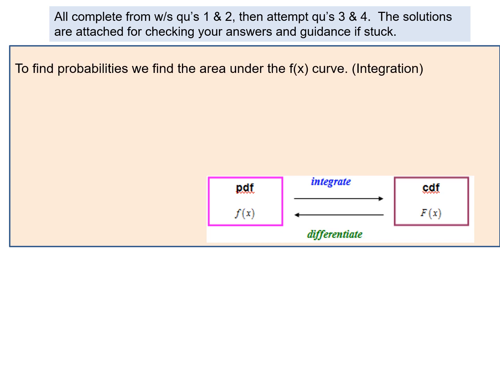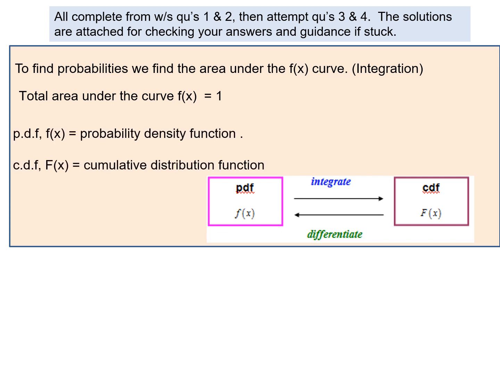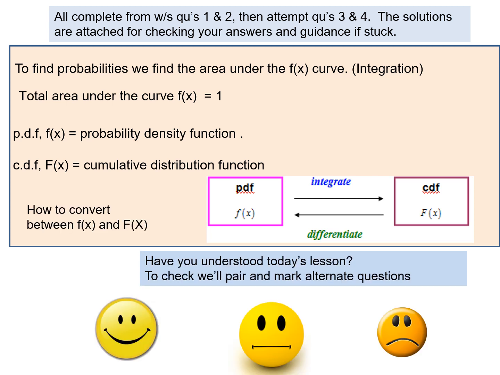Right, summary here. So to find probabilities, find the area under the curve, integration. We know that the area under the curve of the little f of x is 1. The PDF is a probability density function, and the big F of x is the cumulative distribution function, which is your less than or equal to your PCD button for cumulative distribution functions. So to convert between the two, integrate, differentiate.